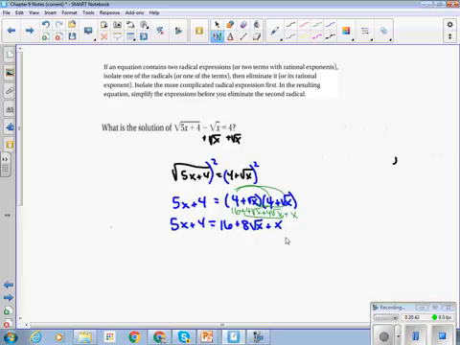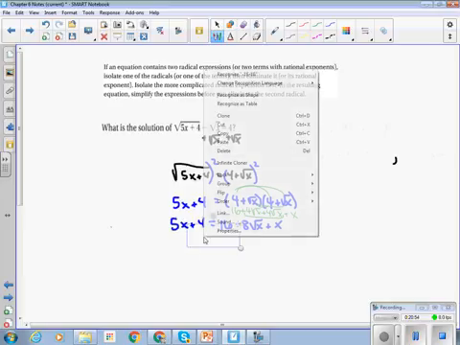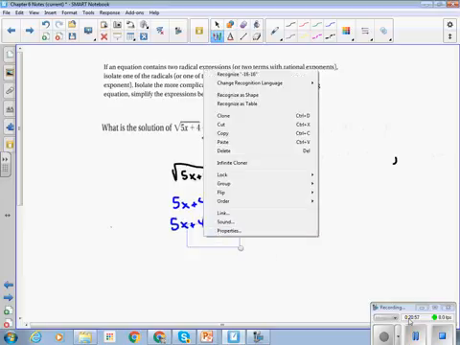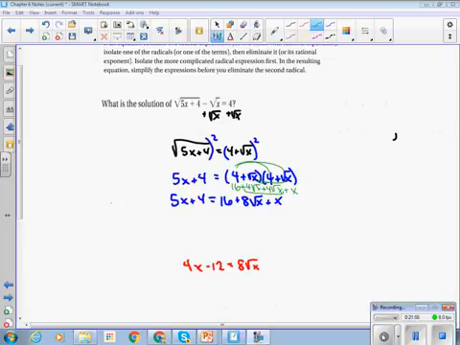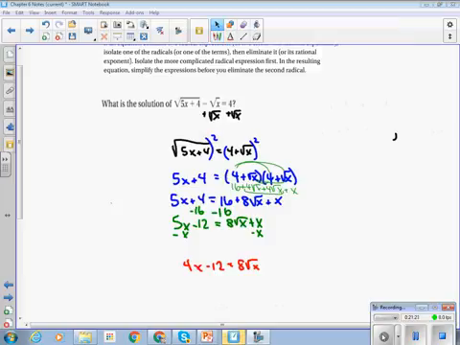Now it's like we have started over with a brand new problem. We have to get the square root by itself on one side and everything else on the other. So we're going to subtract 16 from both sides. We get 5x minus 12 equals 8 root x plus x. I'm going to subtract an x from both sides and get 4x minus 12 equals root 8x.